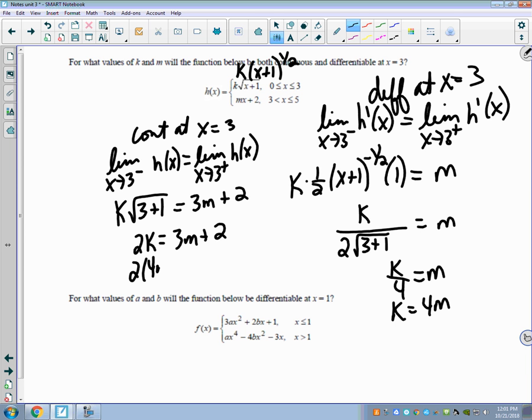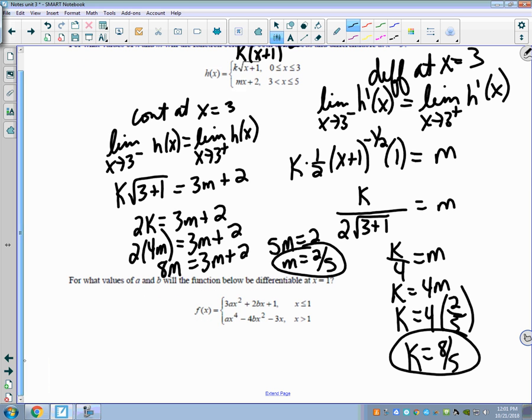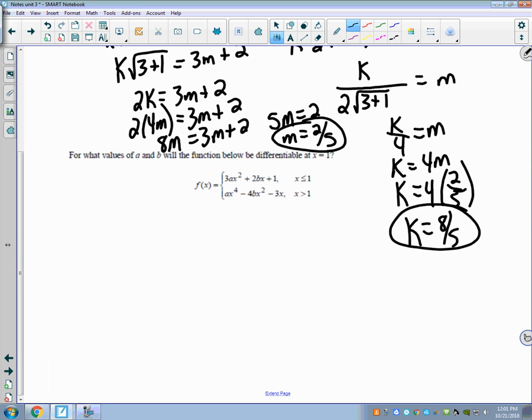So could I do some substitution here maybe? If k equals 4m, could I plug 4m in here for k? And then I would get 8m equals 3m plus 2. So subtract 3m over, and I would get 5m equals 2, or m equals 2/5. And then plug back in over here, k equals 4 times 2/5, or k equals 8/5. So hopefully that's some kind of memories for you, that we've done that kind of stuff before.